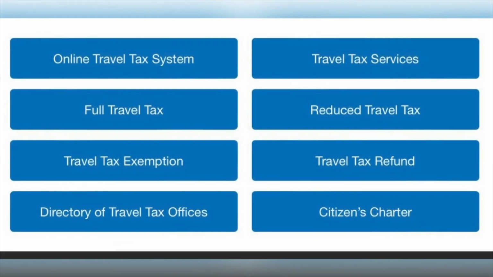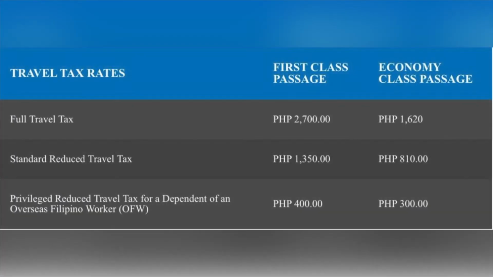These are the forms of taxation: online travel tax system, full travel tax exemption, directory of travel tax offices, travel tax services, reduced travel tax refund, citizens' charter. So these are the travel tax rates: full travel tax, standard reduced travel tax, privileged reduced travel tax for a dependent of an Overseas Filipino Worker or OFW. First class passage, economy class passage. As you can see, first class has a higher payment than economy class passage.